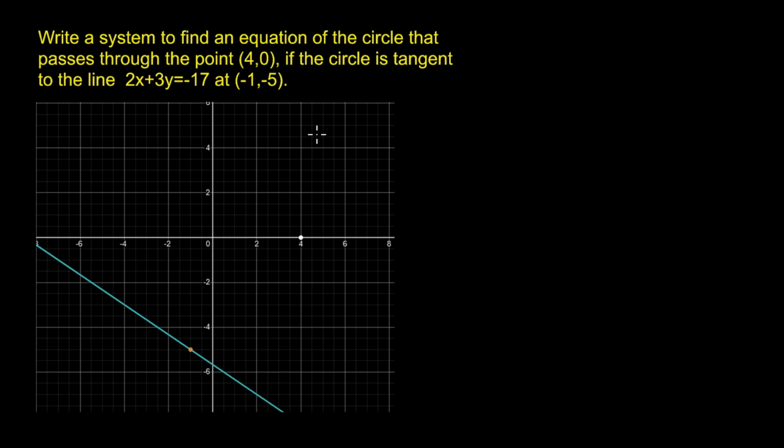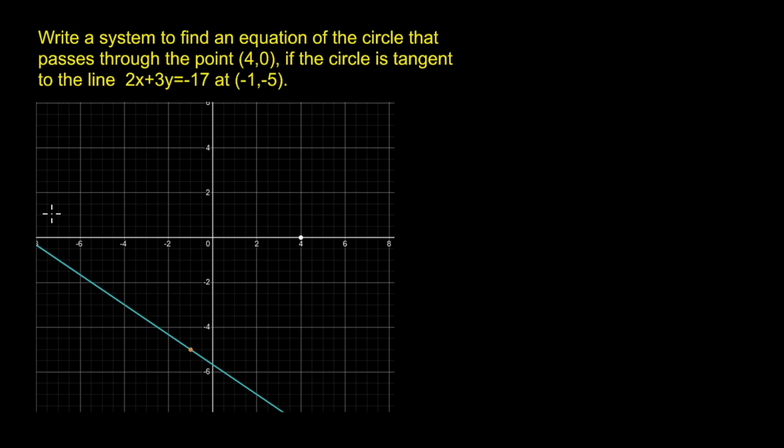This video will deal with finding a circle from 2 points, one of which is tangent to a line. So here we go. The circle passes through the point (4, 0), and the circle is tangent to the line 2x + 3y = -17 at (-1, -5).